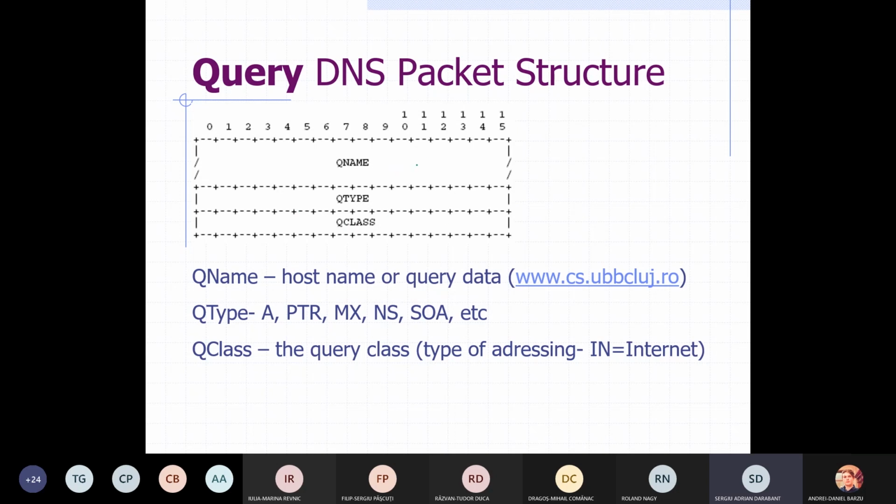For example, if the query is one of these types, we have a query name. For example, you can put here www.utcluj.ro. Query name would be A.